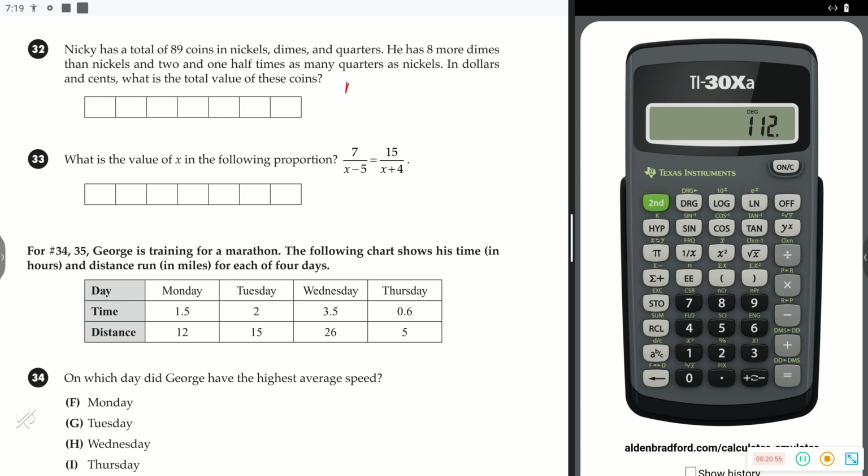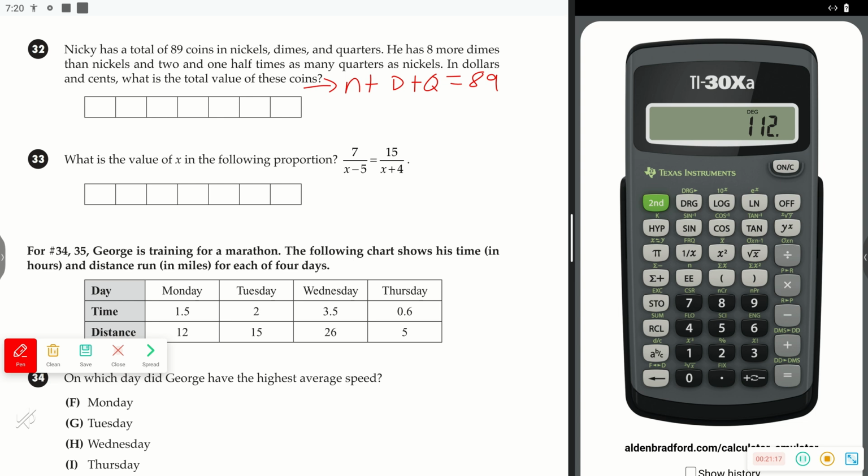So I'm going to start out by doing nickels plus dimes plus quarters equals 89, right? And then we actually have one equation with 3 unknowns. We're trying to find how many nickels we have. So we want to write dimes and quarters in terms of nickels and then substitute those into the equations.